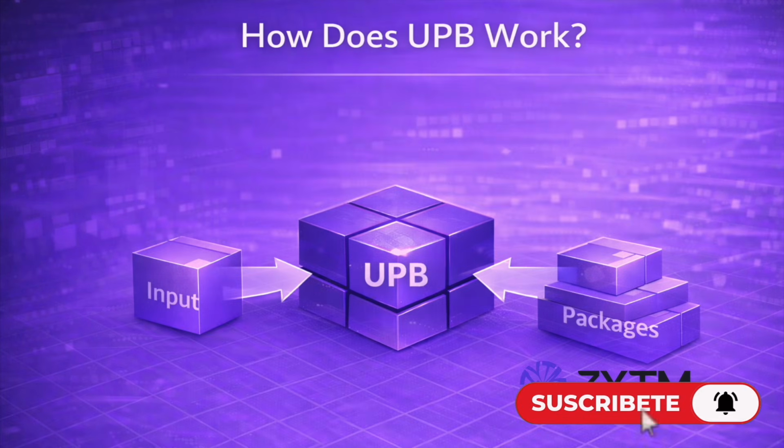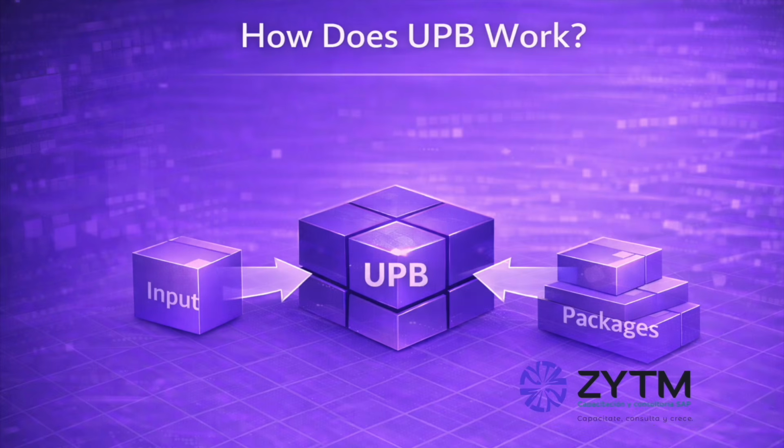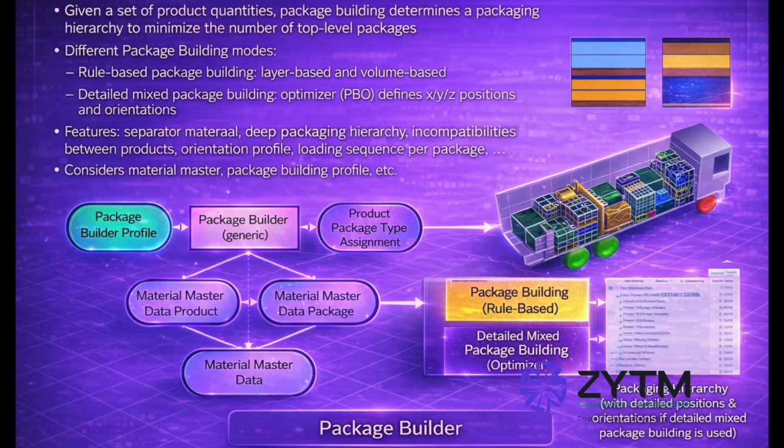Its operation is straightforward. It receives products as input, applies packaging rules and constraints, and returns an optimized package hierarchy as output. Given a certain product quantity, UPB determines a packaging hierarchy that minimizes the number of top-level packages. Among the available package building modes are rule-based packaging and detailed mixed package building, where the optimizer determines positions and orientations of the products. UPB also supports advanced features such as separator materials, packaging hierarchy depth, product incompatibilities, orientation profiles, and loading sequences per package.